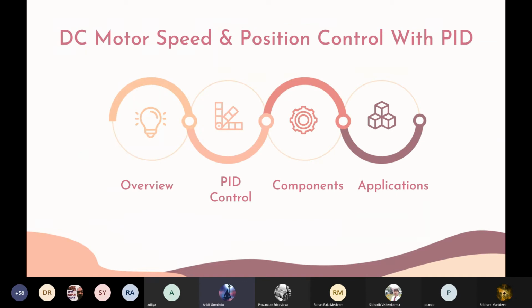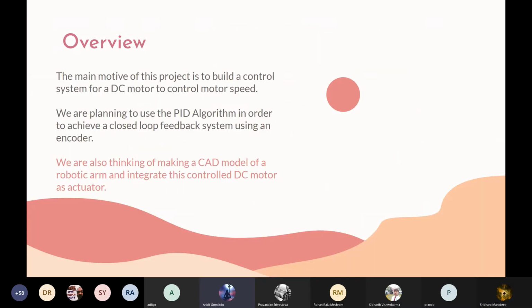Our project is to make a motor position and speed controller for a DC motor. We are planning to use the PID algorithm in order to achieve a closed loop feedback system using an encoder. We are also thinking of making a CAD model for a robotic arm and integrate this controlled DC motor as an actuator. Manideep will further explain the PID algorithm.